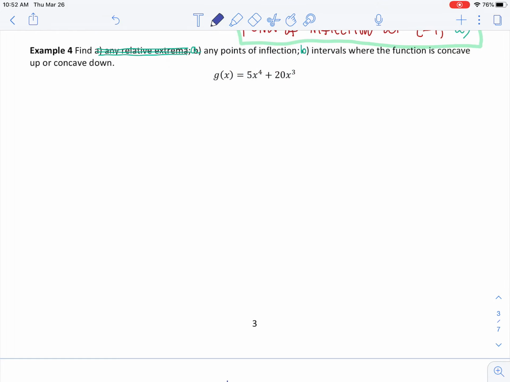So let's try. Let's find point or potential points of inflection.